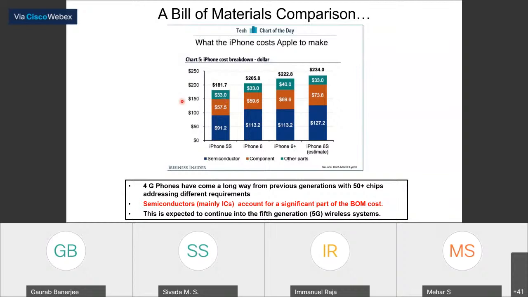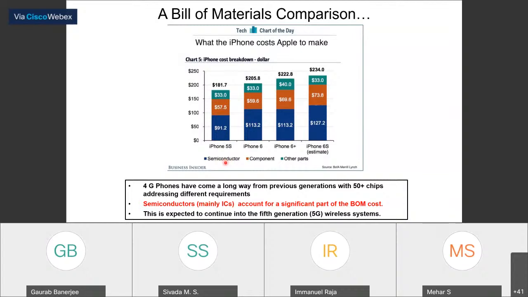Now, a small look at the commercial side of things. If you look at what it costs to make an iPhone, many people don't realize this. This is slightly dated, I'm talking about an iPhone 6S here. People did a bill of materials analysis of an iPhone and found the BOM cost to be about $234. I don't know if this was the retail cost, but the bill of materials cost was $234. And then when they partitioned it, they found that about $127 of that $234 actually came from semiconductors, right?